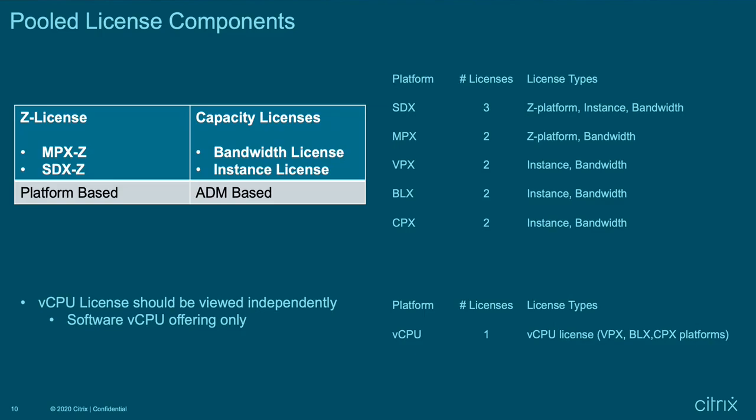No, that's exactly the correct scenario. And you'll notice the Z platform, or the zero capacity platform license, is only available for our physical appliances. So our SDX multi-tenanted platform, as well as our MPX, which is a single instance platform. And what this is doing is actually opening up the ability for pooled licensing to be used on those platforms.